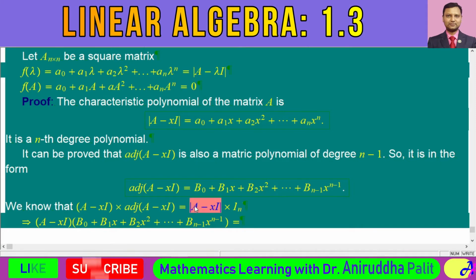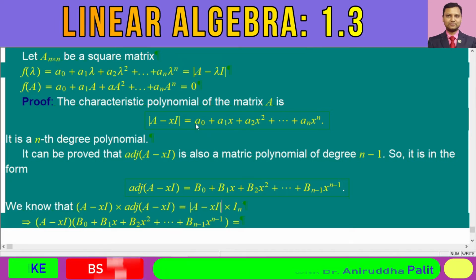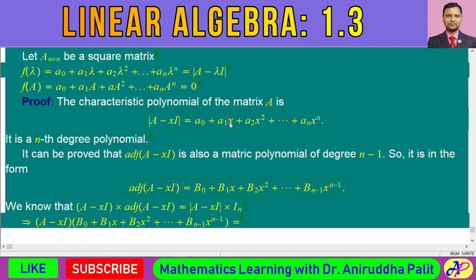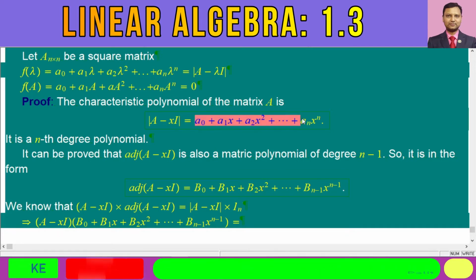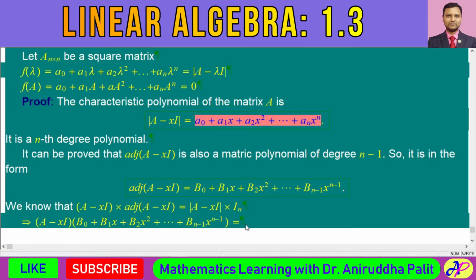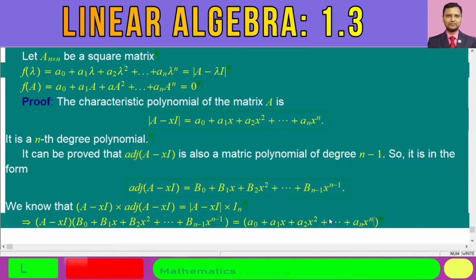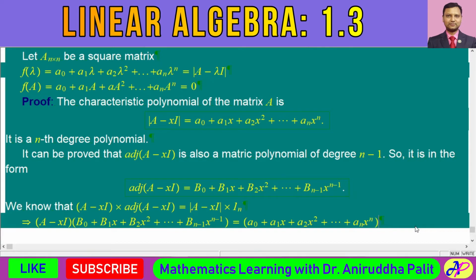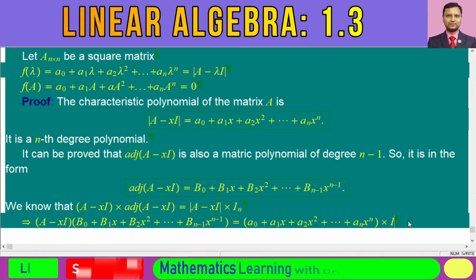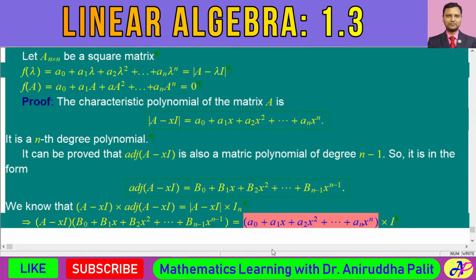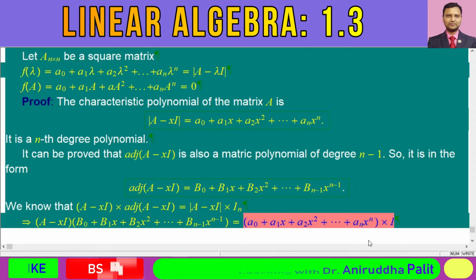What is this? This is the determinant of A minus x into I. Mind it, a determinant is always a real number. Determinant of a matrix is always a real number. That's why we have written it in terms of this real number x. So do not mix them, because sometimes it becomes very difficult to distinguish them. Anyway, this is multiplied by the identity matrix I. So this scalar quantity, this determinant, is multiplied by this identity matrix. So on the right hand side, we have an n cross n matrix.